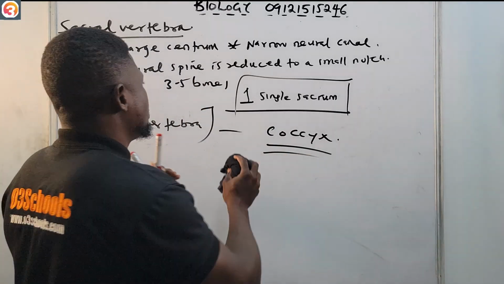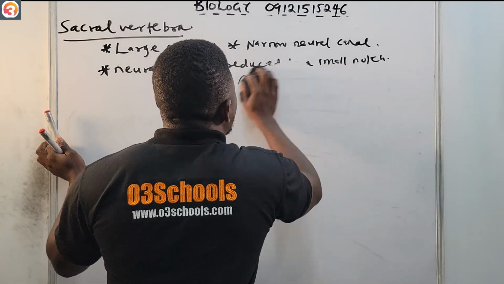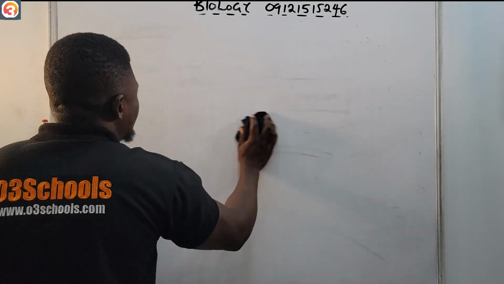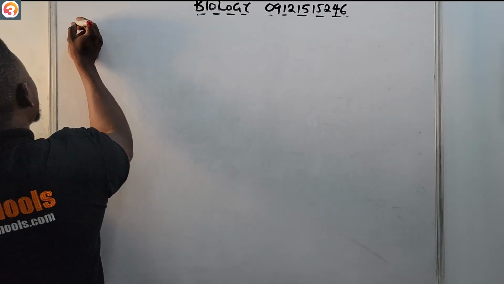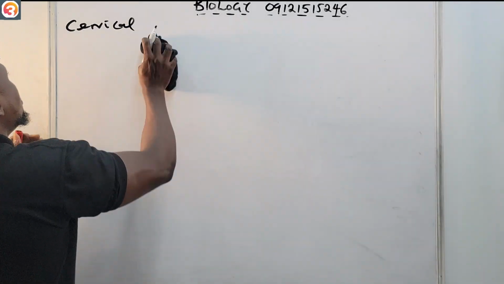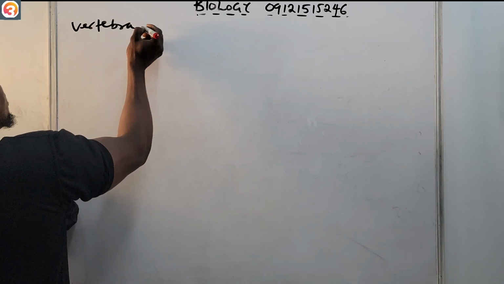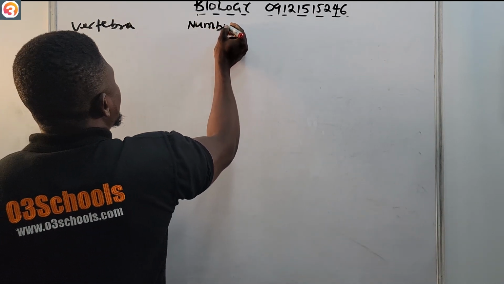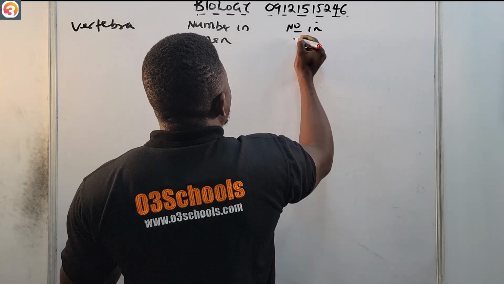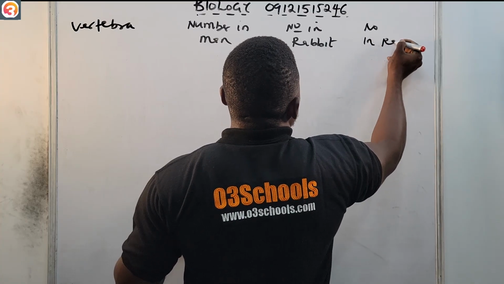Let us see a simple comparison in man, in rabbits, and then in rats. They are vertebrae. Let me begin. Number of vertebrae: here will be the number in man, here will be the number in rabbit, then the number in rats.